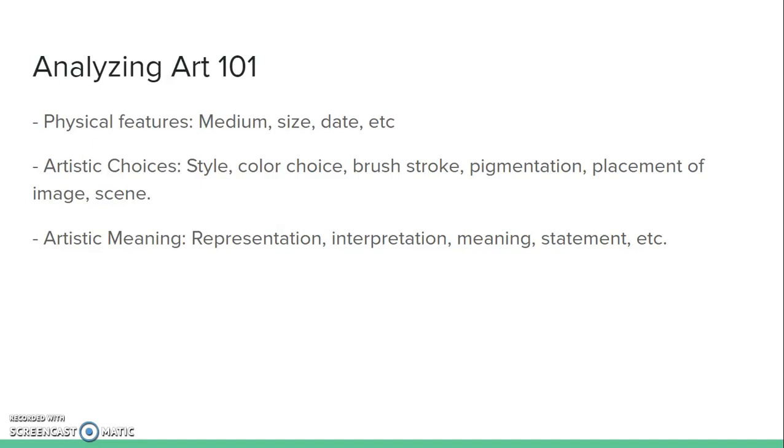Then you want to look at artistic choices. After you analyze that and just take it in, then you want to start looking at what the artist chose that makes this piece of work unique. So you want to look at the style. Is it done in any specific style? And again, I don't expect you guys to know the different styles, but if you are analyzing a piece, you want to think about, is it Baroque? Is it Rococo? Is it neoclassical, Art Deco? There's a lot of different kinds of art styles that might be helpful to know about.